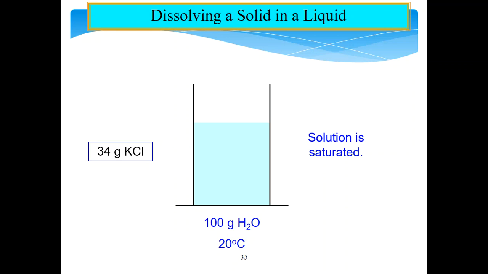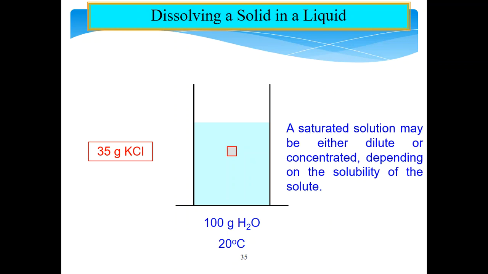So at this point, the solution is saturated, all right? If you add 1 more gram, no more potassium chloride will dissolve. That's because the solution has the maximum amount of solute that will be accommodated for 100 grams of the solvent. So that's what happens at 20 degrees, and the solution will be saturated at that point.